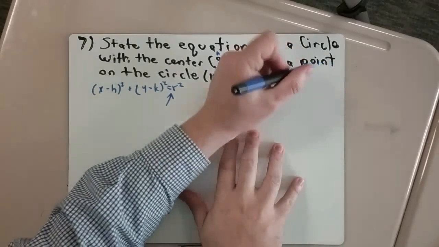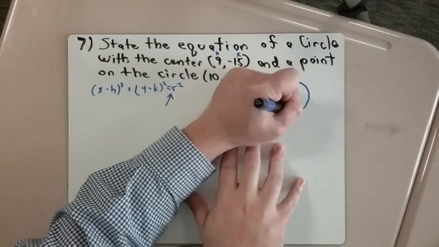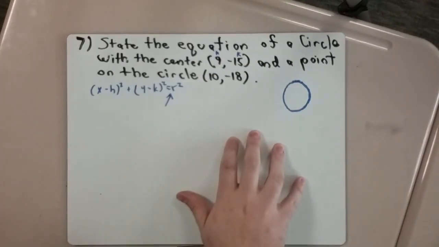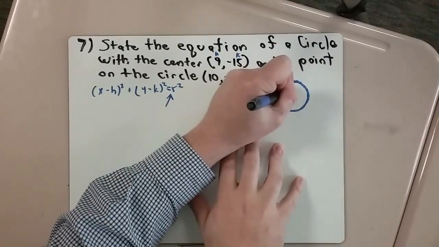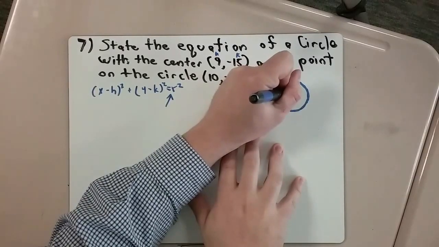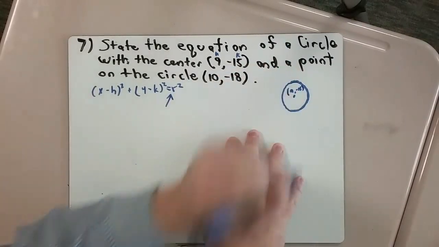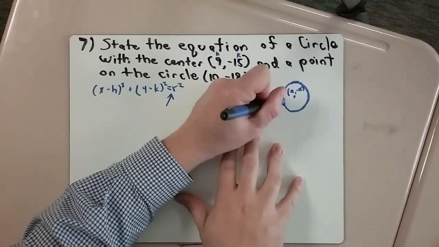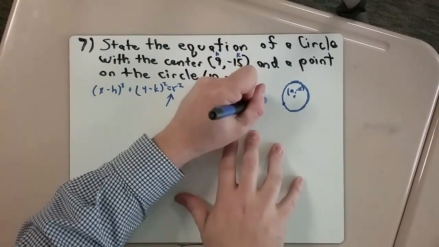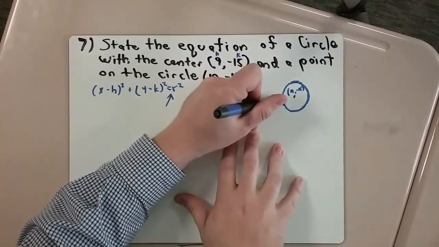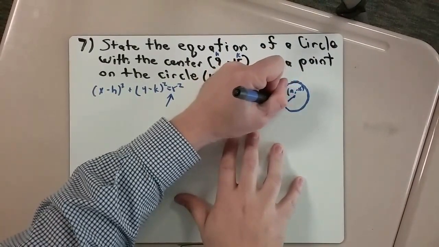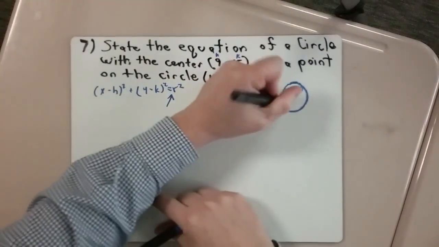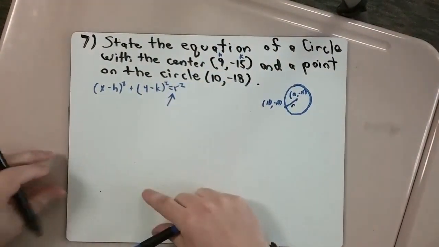So if I have a circle, this is a terrible circle, and the center is at 9, -15. The radius goes somewhere over here to the point at 10, -18. I need to find this distance to get my radius.